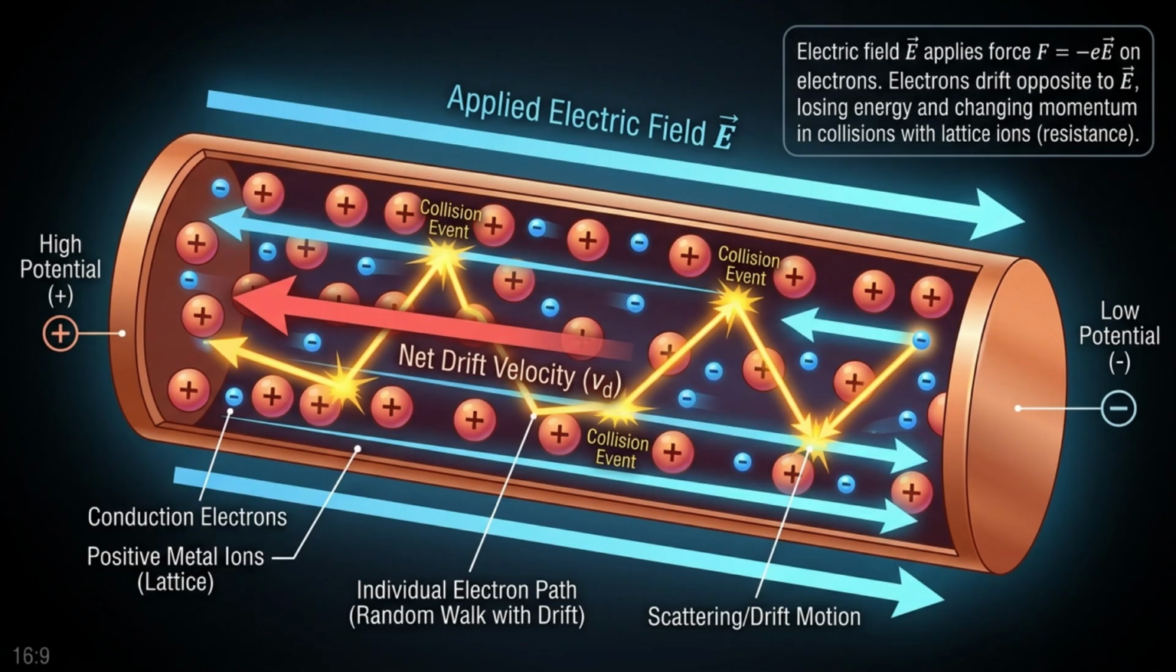This field pushes free electrons to move in a specific direction, creating current. However, electrons do not move freely without interruption. As they travel through the atomic lattice, they collide with vibrating atoms. These vibrations increase with temperature, making collisions more frequent. Each collision reduces the momentum of electrons, effectively slowing down their drift velocity. This reduction in motion is what we perceive as resistance.